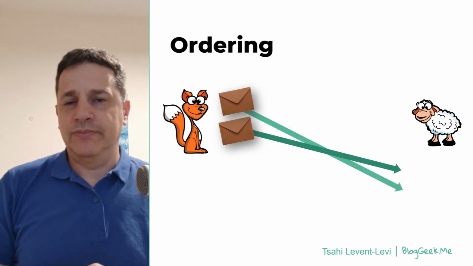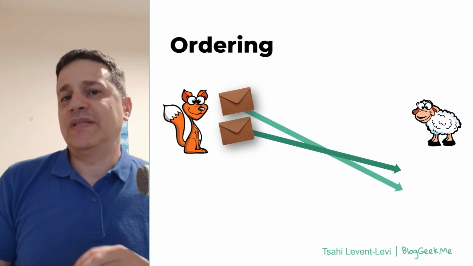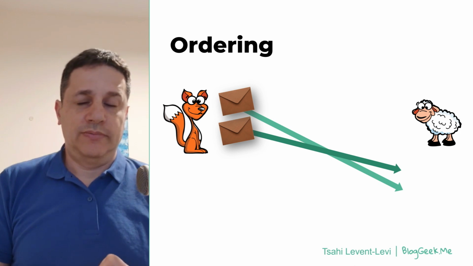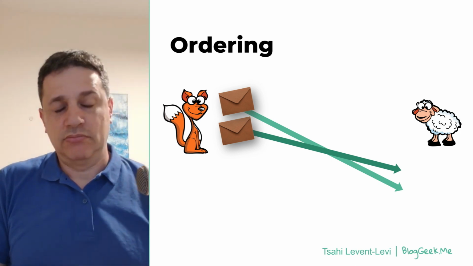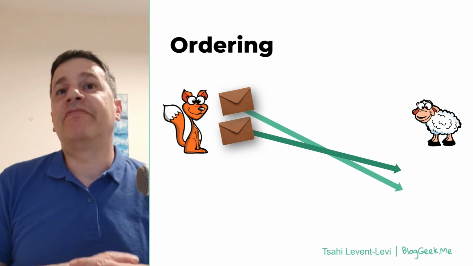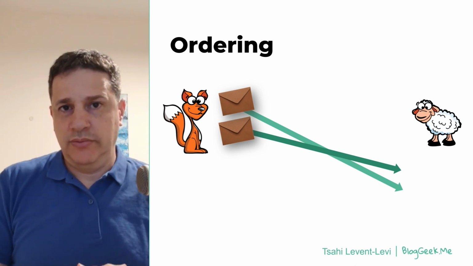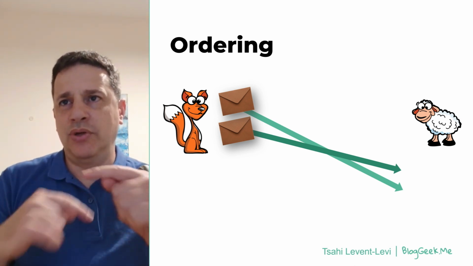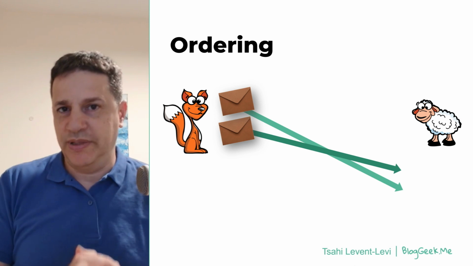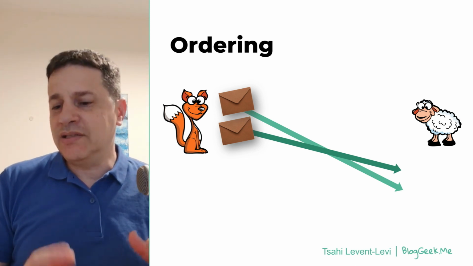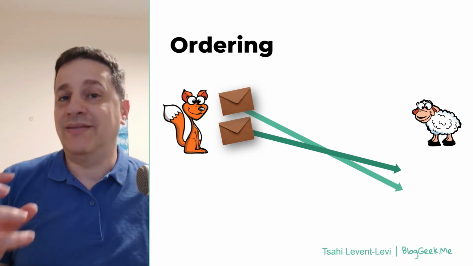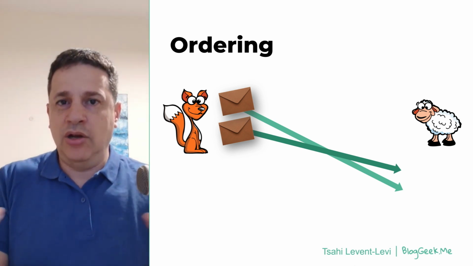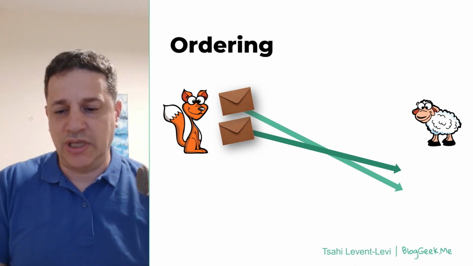So let's see ordering. What happens if these messages that I'm sending get reordered along the route? What now? How do I fix that? How can the sheep know that the first message arrived second and then reorder them back to the order that they should be? The easy answer is that we're going to do something on the envelope, on the header or the data that we're going to put along the payload, along the message that we're trying to send.